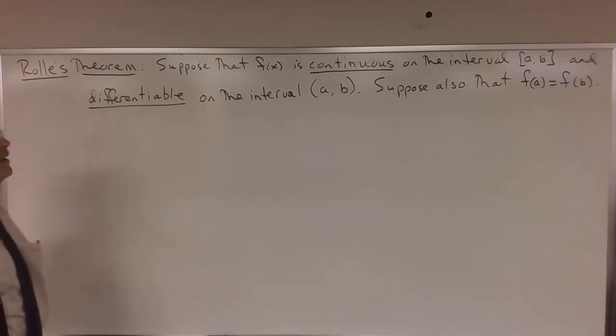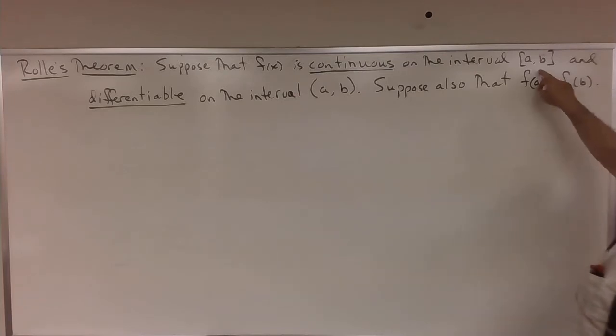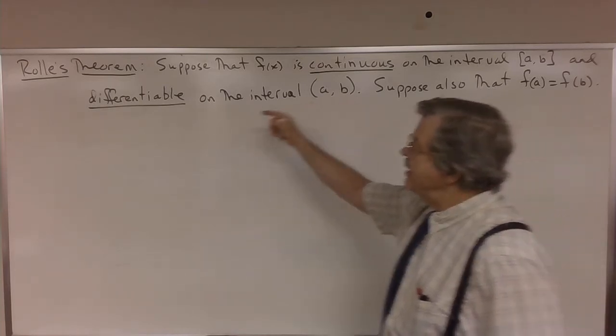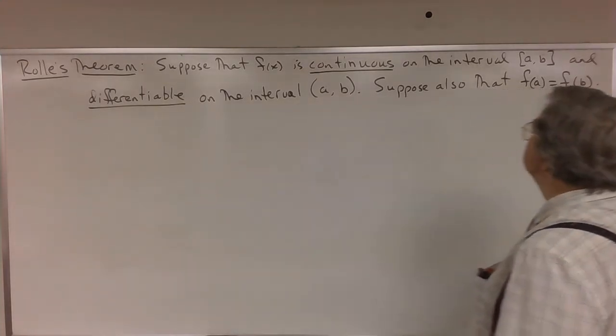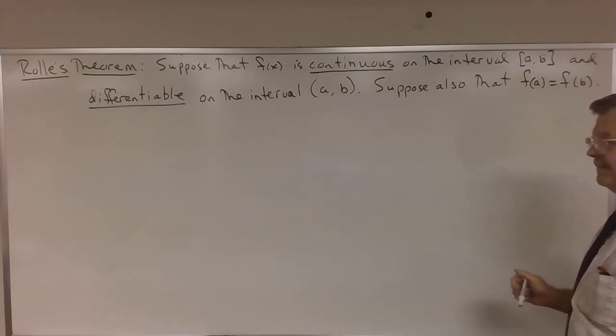Okay, here are our conditions. On the closed interval AB, our f of x is continuous. And at the very least, on the open interval AB, f of x is differentiable. And we have one other condition. The value of f of x at the endpoints is equal. So f of a equals f of b.